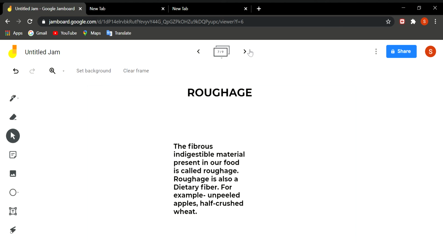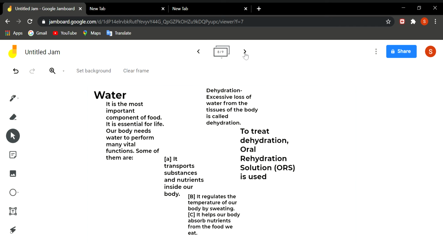Okay. Then besides these nutrients and roughage, another component of food is water. Water is the most important component of our food. Life is not possible without water. The functions of water are: first, it helps in transportation of minerals and substances. Then it regulates the body temperature, and it helps our body to absorb nutrients from the food we eat. So we should drink at least 2 to 3 liters of water every day.